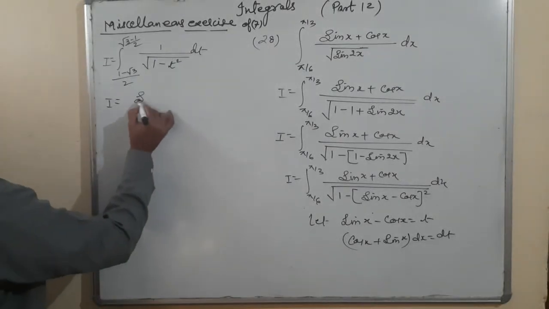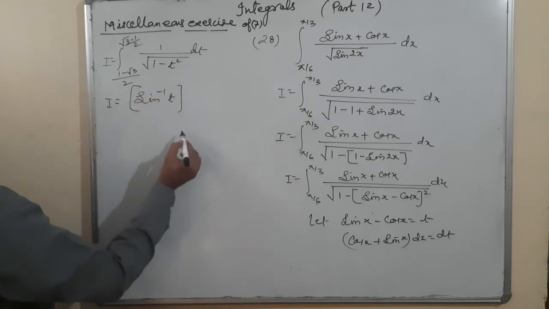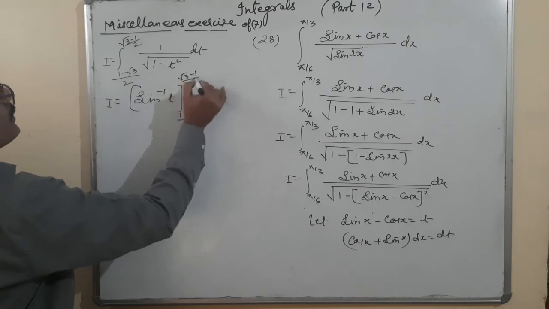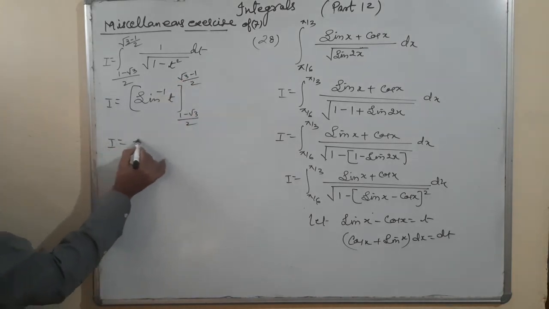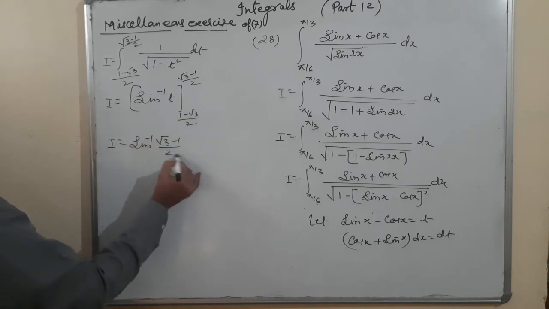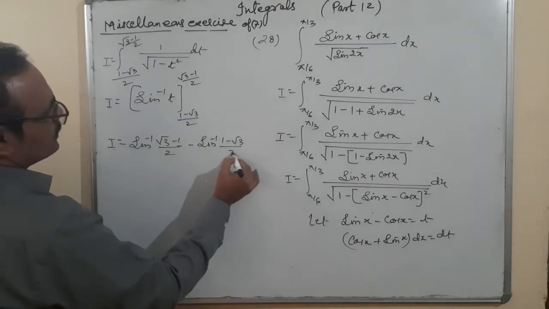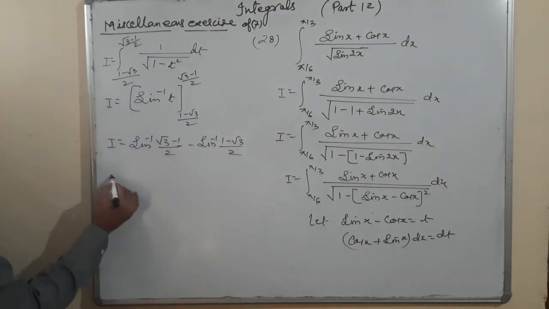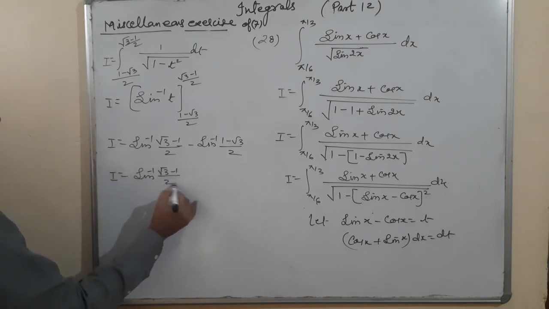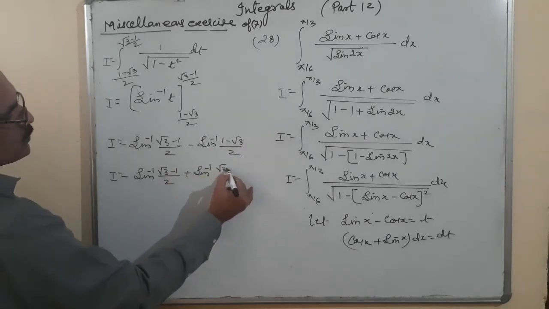So I can use the term sin inverse t upon 1, that is t. 1 minus root 3 upon 2, and it is root 3 minus 1 upon 2. So I is equal to sin inverse (root 3 minus 1 upon 2) minus sin inverse (1 minus root 3 upon 2). But if I take minus sign common, it is plus sin inverse (root 3 minus 1 upon 2).